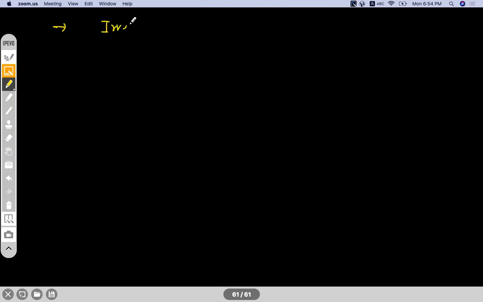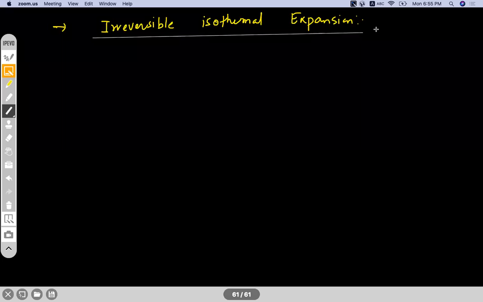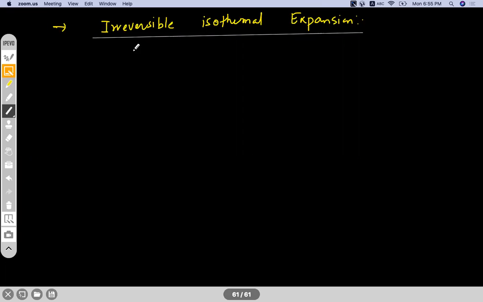Now we'll see the work done. I am assuming first irreversible isothermal expansion. Irreversible process. Is pressure constant or not? In an irreversible process, the external pressure is constant. Expansion takes place against constant external pressure. So P external is constant, first of all.